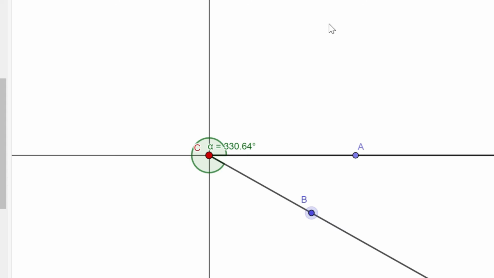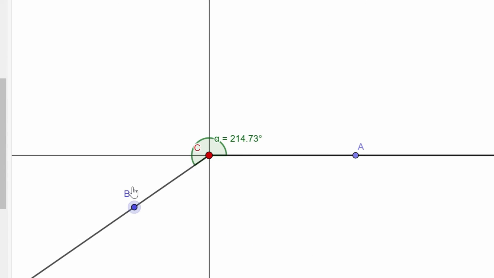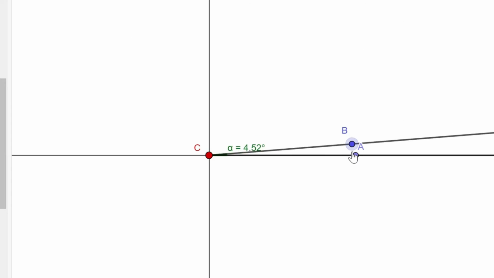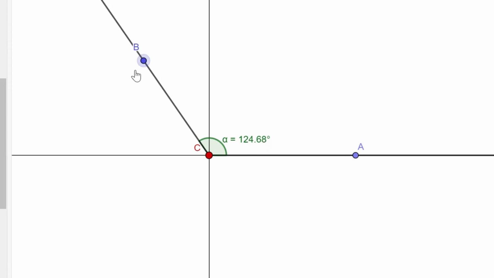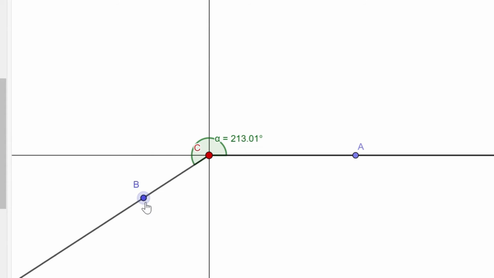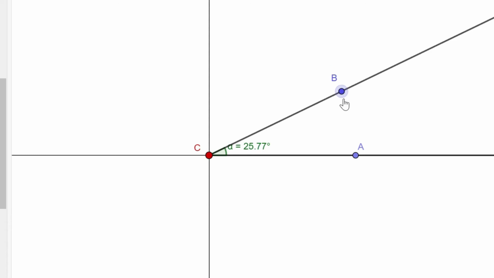But this software, this is GeoGebra. GeoGebra does not register a negative angle. It is only showing the measurements in positive value. Okay, so that is how we produce an angle in standard position.